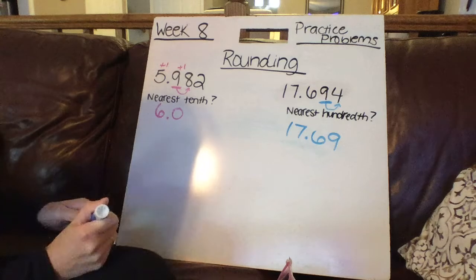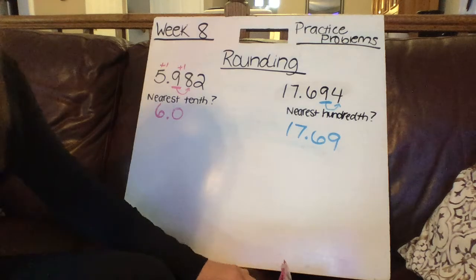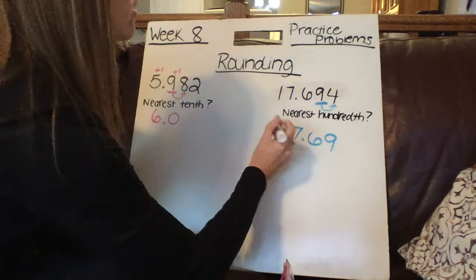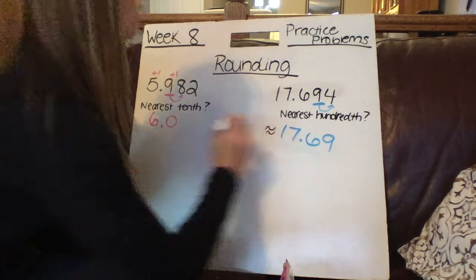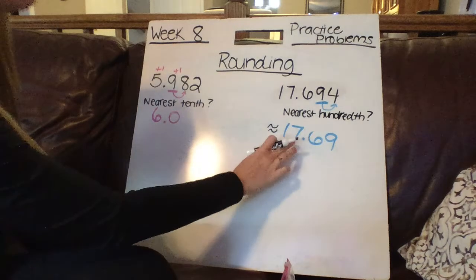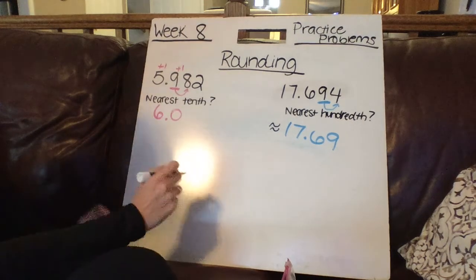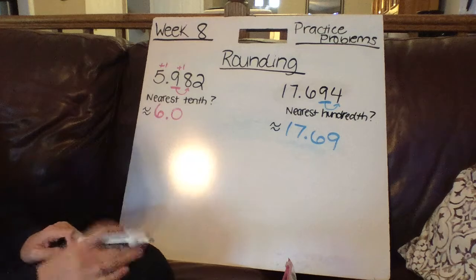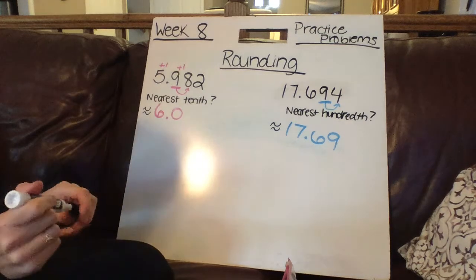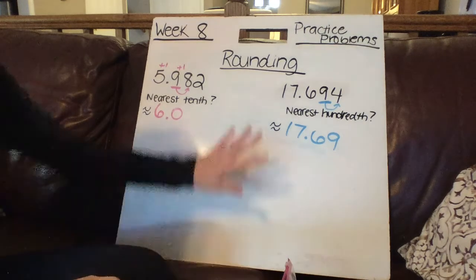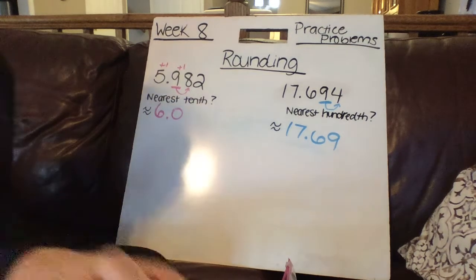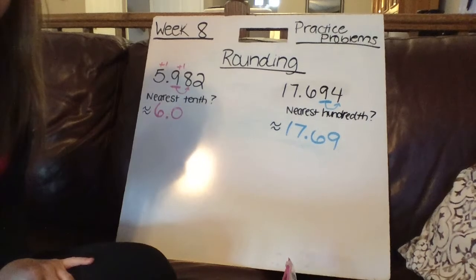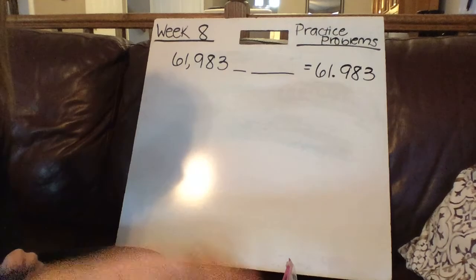And remember, when we give our numbers, these are rounded numbers. So you remember this little squiggly line. That little squiggly line means that the number is about 17 and 69 hundredths. And over here, the number is about 6 and 0 tenths. Okay, so hopefully that reminded you how to do rounding. I'm just going to pause so we can go to the next problem.